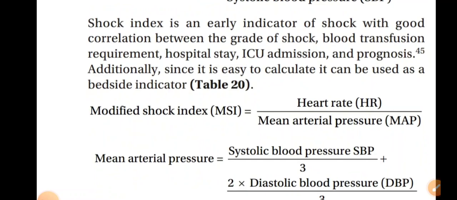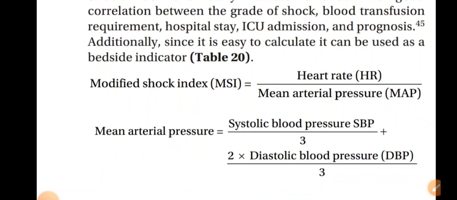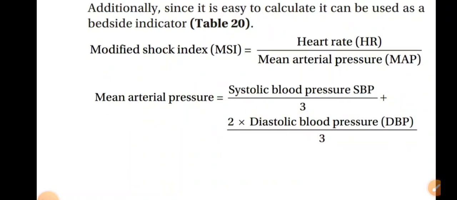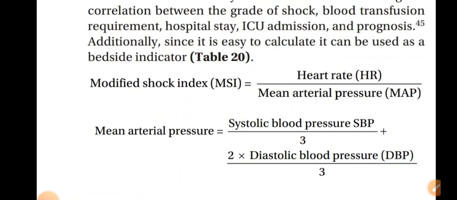MSI is the modified shock index. Nowadays, this is more useful. So, heart rate divided by mean arterial pressure. How to calculate mean arterial pressure? In some digital monitors, mean arterial pressure is always shown. But if you want to calculate it on the basis of systolic and diastolic pressure, there is a formula. Mean arterial pressure equals systolic blood pressure divided by 3 plus 2 times diastolic blood pressure divided by 3. So this is the formula you can use to calculate mean arterial pressure.